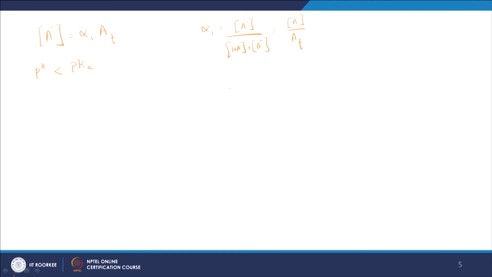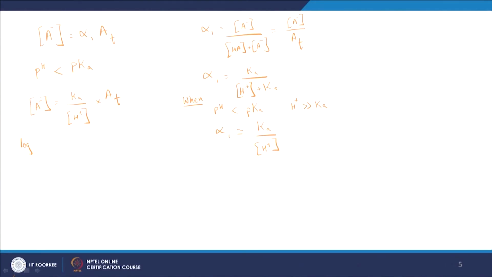So, what does this particular alpha 1 transform into? We know that alpha 1 is equal to Ka by H plus plus Ka. When pH is less than pKa, that means H plus is far greater than Ka. So, I am going to say it is going to be equal to Ka by concentration of H plus. If I plug that particular value in, concentration of A minus is going to be equal to Ka by concentration of H plus into the total acid. So, now what do we have the equation to be? We have A minus is equal to a function of H plus and other constants. That is what we want to have. So, let us write that down.